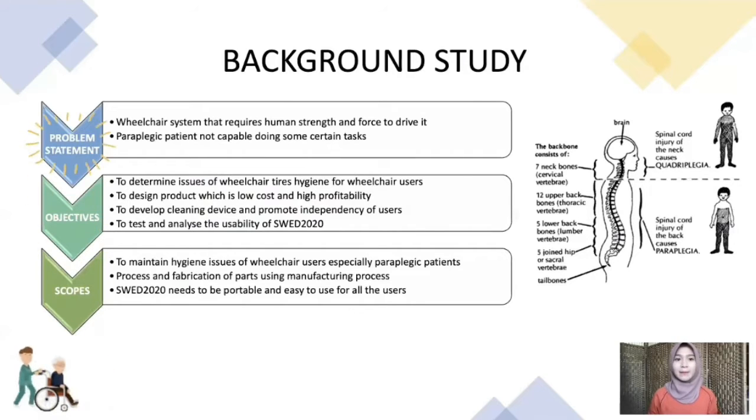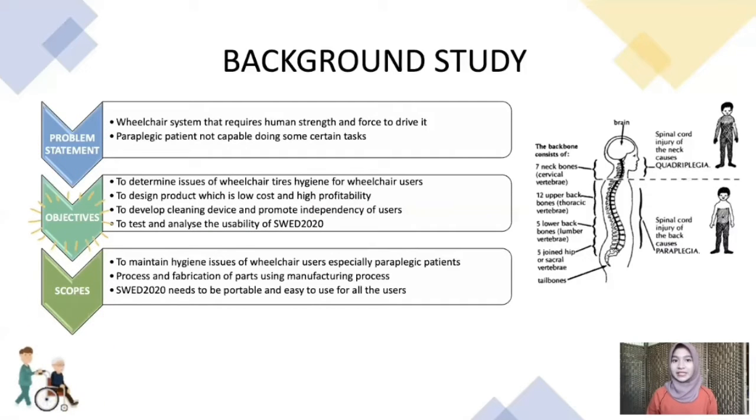The problem statement of this product is that the wheelchair is one of the popular vehicles that has restricted functionality, as this system requires human strength and force to drive it. Based on the survey results, some tasks seem difficult for wheelchair users to accomplish, such as washing the wheelchair or cleaning the wheelchair tires, especially for paraplegic patients who are not capable of moving their arms or legs and anything under the waist. This limitation makes the patient more dependent on other people for help.